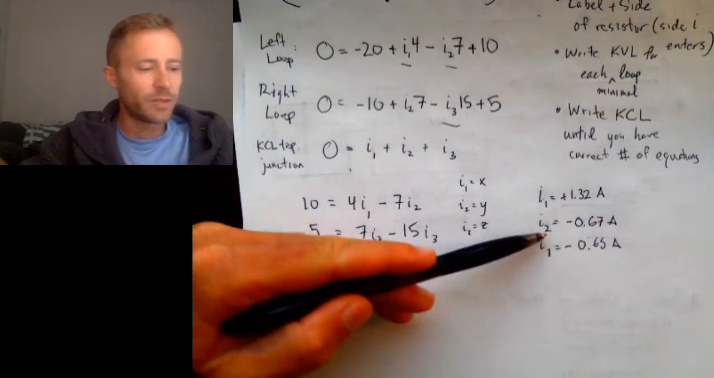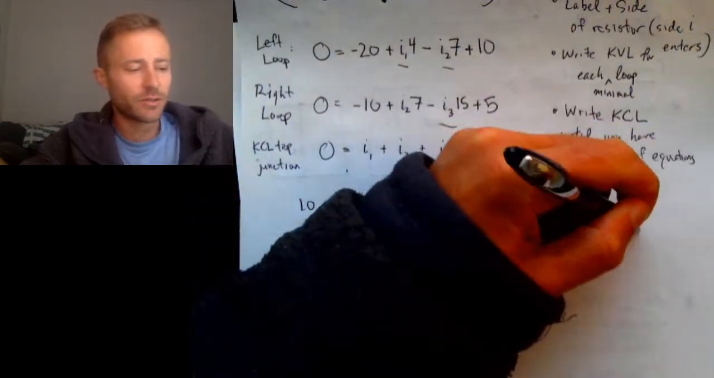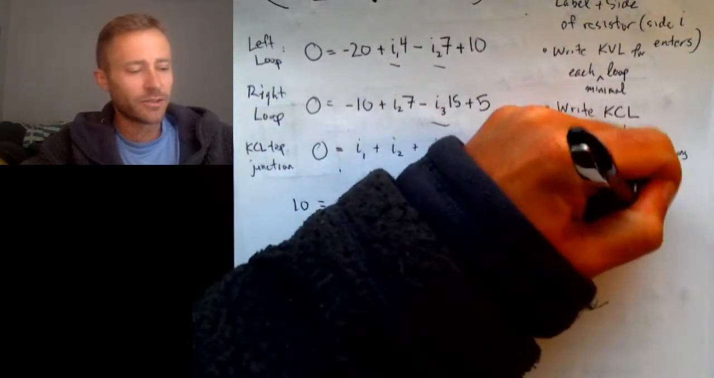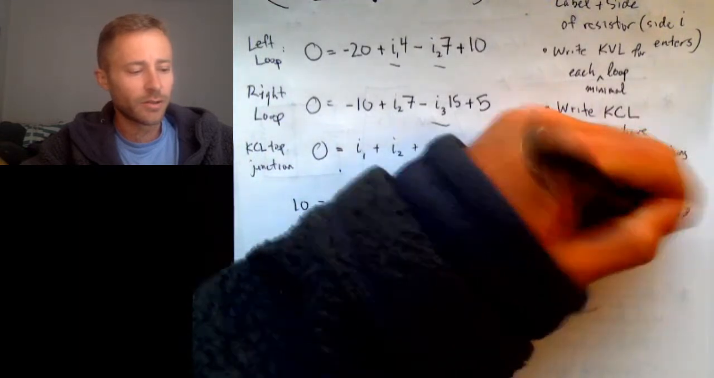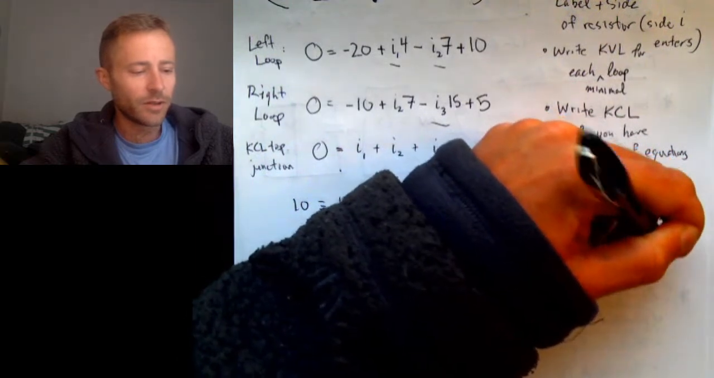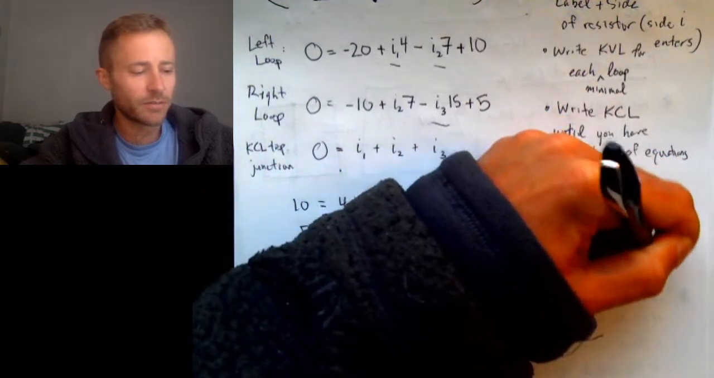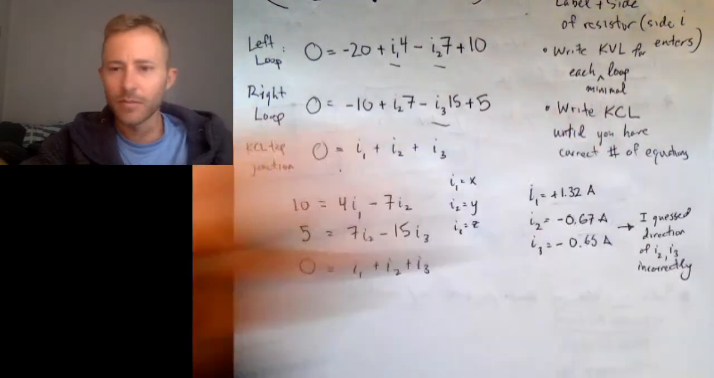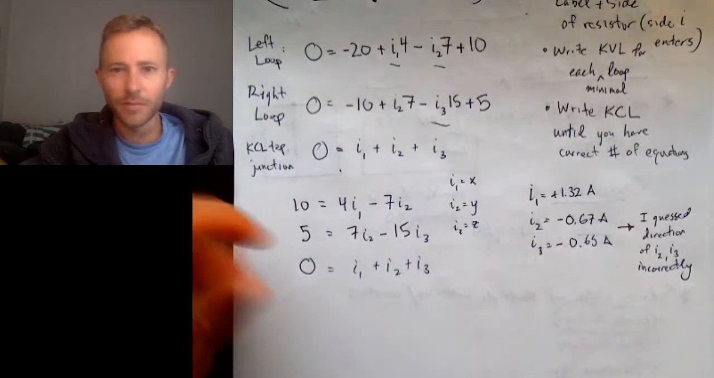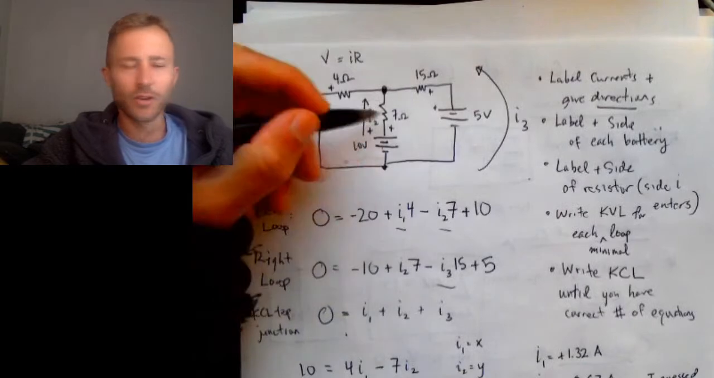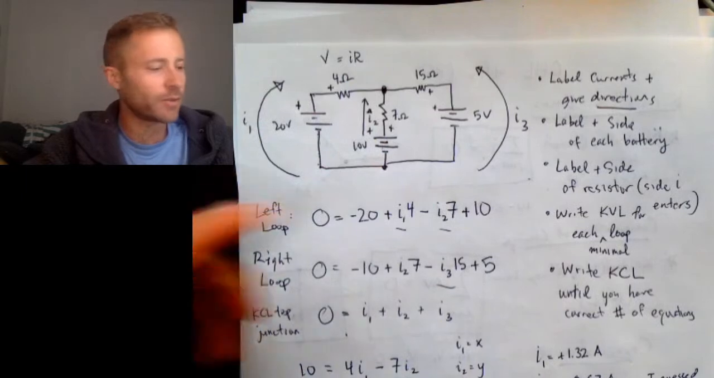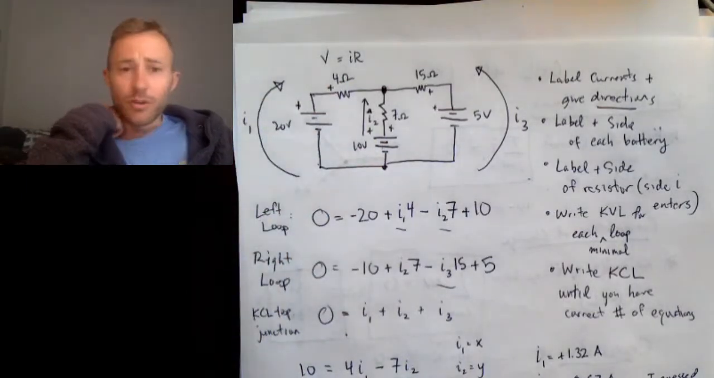So what this means is that these ones are negative. All that means is that I guessed the direction of I2 and I3 incorrectly. That's all that means. So you don't have to panic. It just means that both of these currents are actually going downward instead of upward. So that's no big deal.